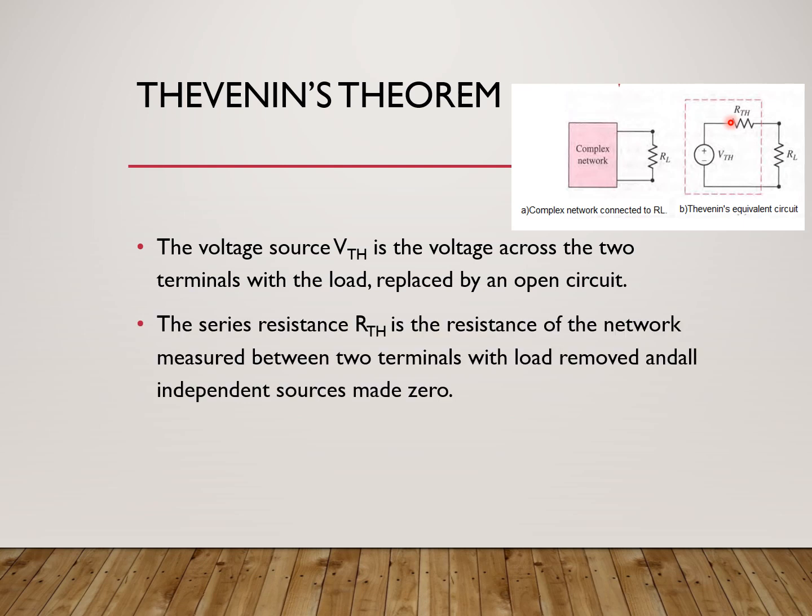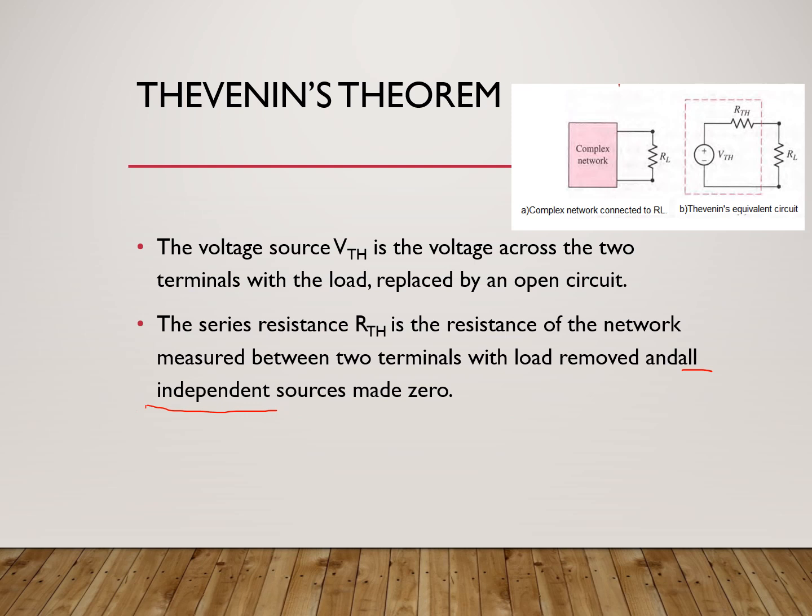Next, when you are finding RTH, again you remove the load resistance, that means you open circuit the load resistance. Then remove all the sources in the circuit, which means all independent sources have to be made equal to 0. Note the point that we are speaking about only independent sources. Dependent sources cannot be made 0, as we have seen already. Independent sources can be made 0.